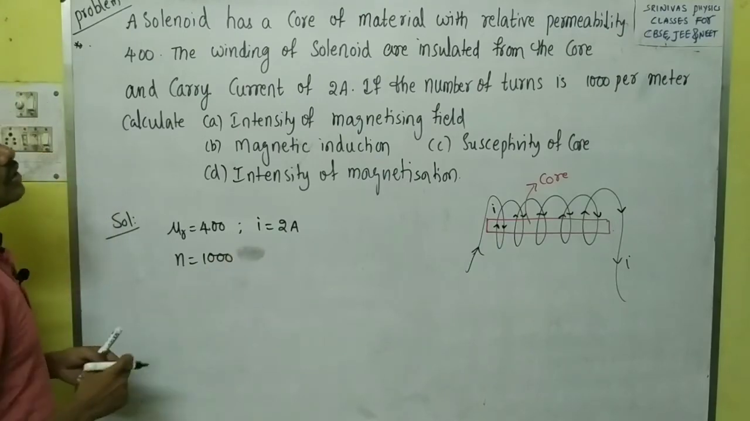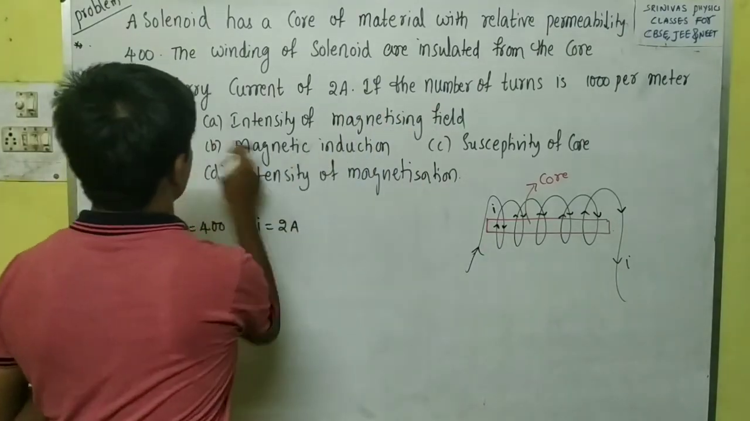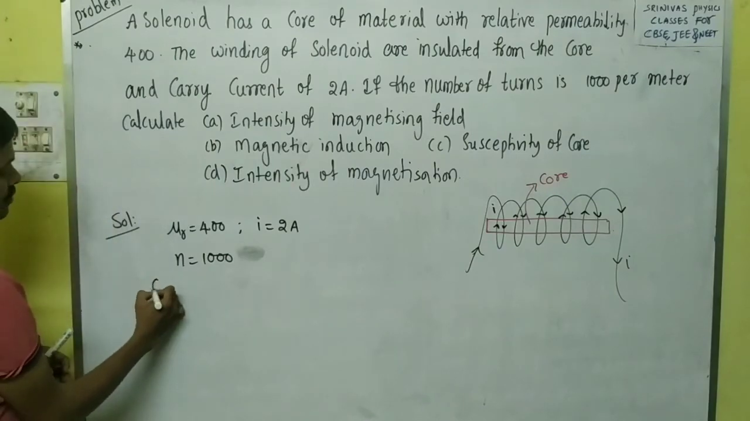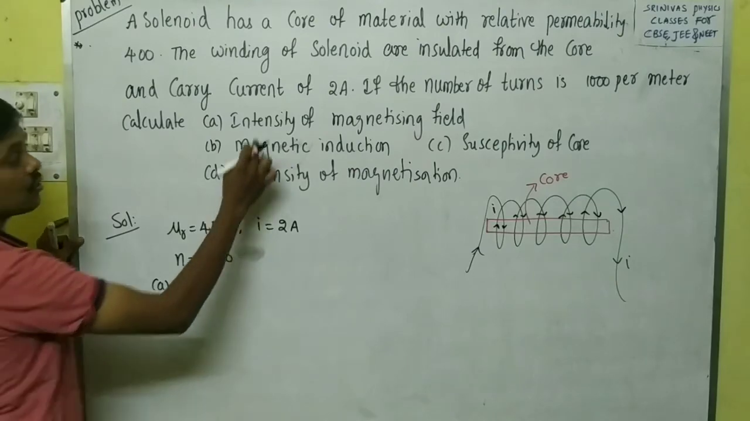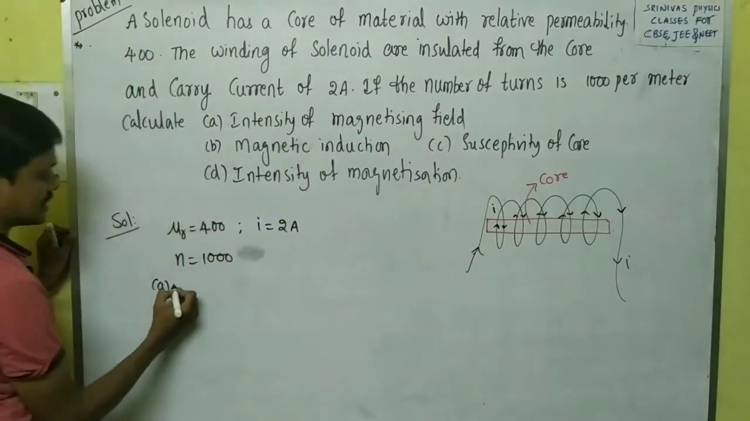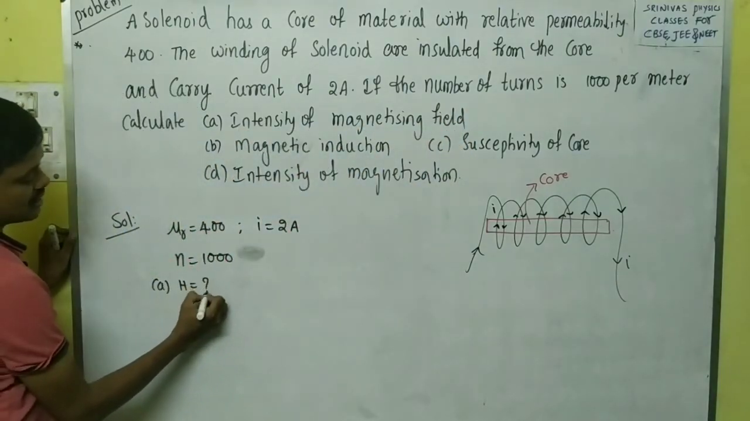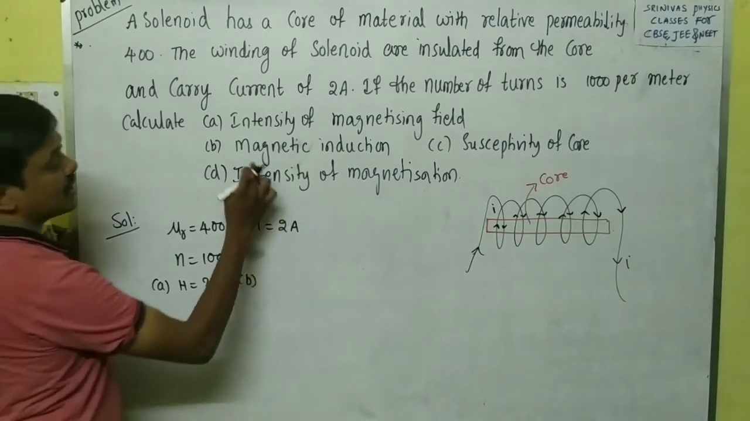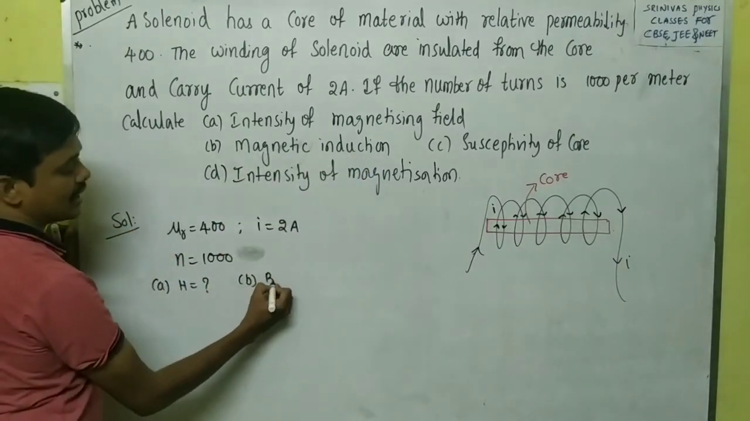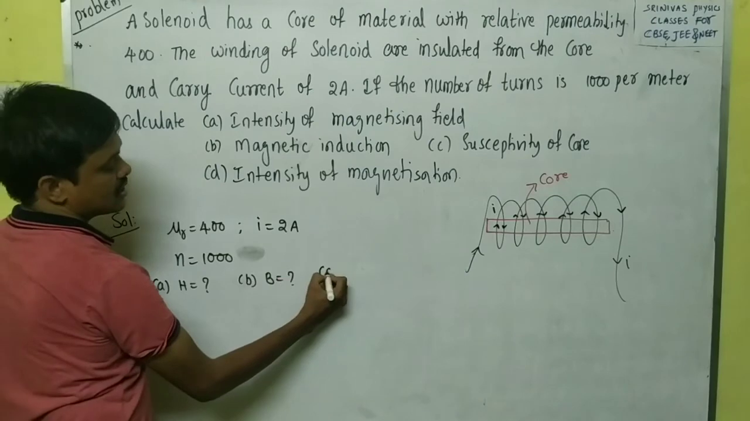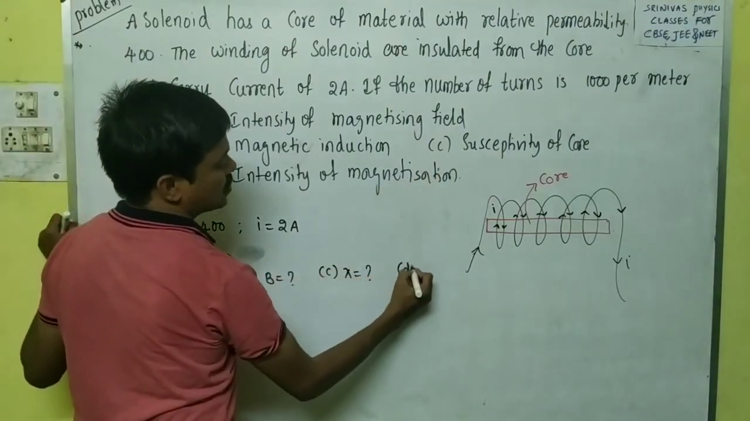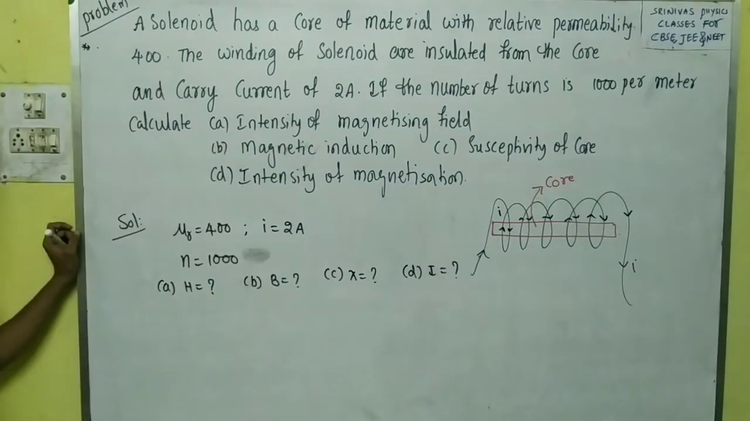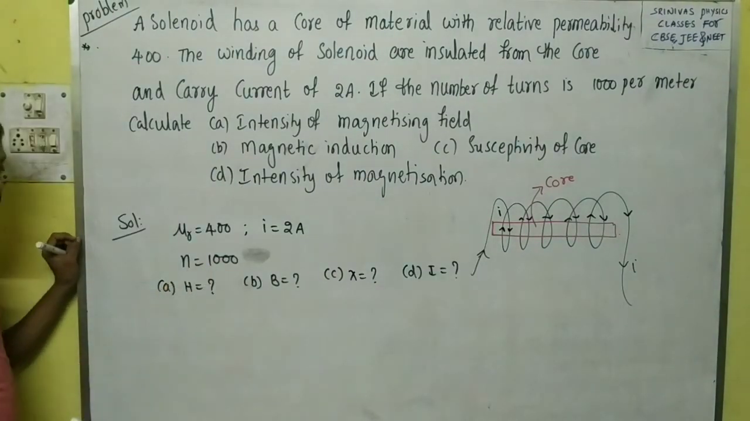Then they are asking some questions. The first question, A, is the intensity of the magnetizing field, that is, H is equal to what? The B question is the magnetic induction, the net magnetic field. The C question is the susceptibility of the core. The D question is the intensity of magnetization. Let us see what this is.